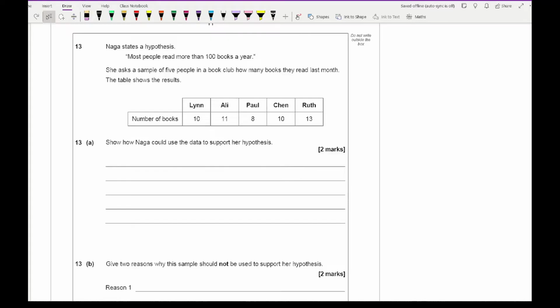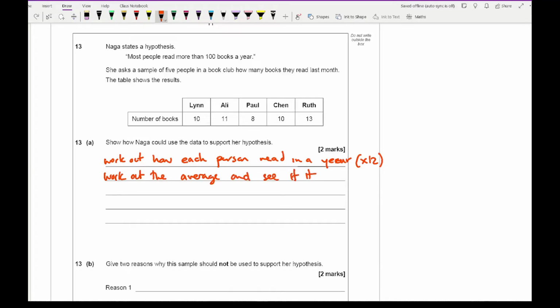So what Naga could do is to work out, let's get a pen that works. So she could work out how much each person read in a year, and you could do that by multiplying their monthly answers by 12, and then she could work out the average. So work out the average and see if it's above 100.